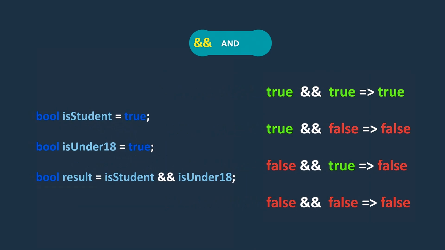In this example, if both conditions were true, the value of the result would be true. But here, since the second condition is false, the result would be false.